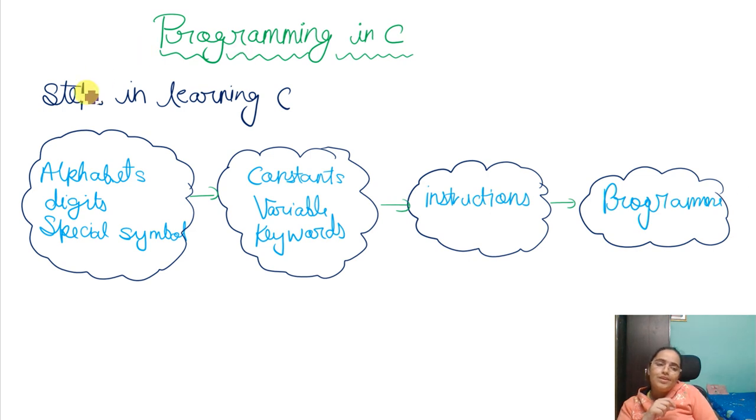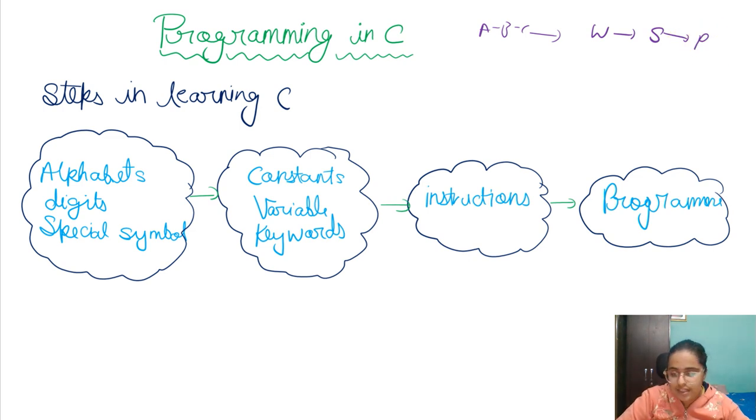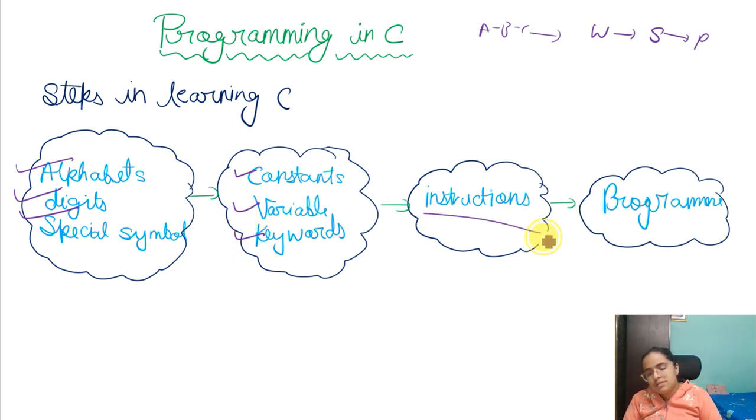Now, when we are programming in C, there are steps in learning C. Just like in English, we learn the alphabets, ABCs, then we made words, then we made sentences, and then we made paragraphs, and we started communicating effectively in English. Same way, when we're learning C, we need to learn the alphabets, digits, special symbols. They're all seen as we see in our English. Now, we need to study the constants, variables, keywords, and then certain instructions, and finally the programs.